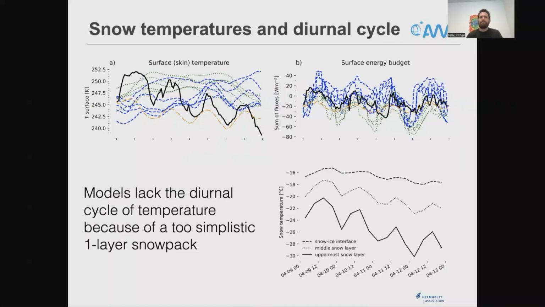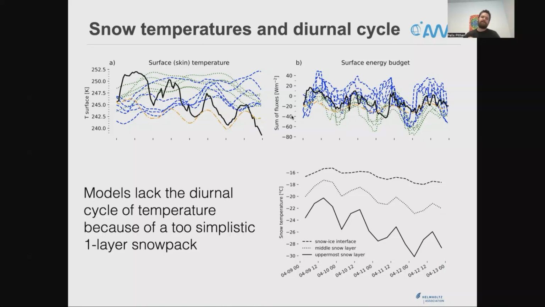There's one distinct issue that we see in the representation of snow temperatures and their diurnal cycle during a couple of days at the beginning of April. So the observations show a distinct diurnal cycle here, which is only captured by CAM6, but not by either of the RV models, despite all models having a reasonable representation of the surface energy budget and its diurnal cycle. And we attribute this to the simplistic representation of snow temperature in the RV models, which only have one layer snowpack.